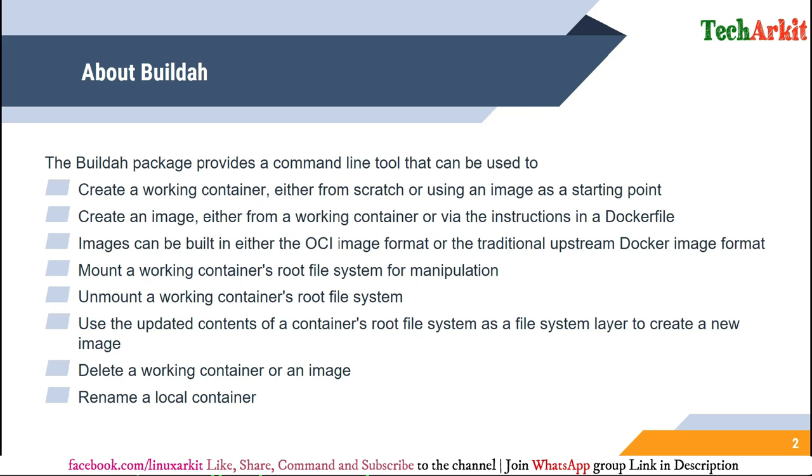So we can also create the container using the Dockerfile. That process we will also see, like how we can create the Dockerfile and create the container using Buildah. Images can be built in either the OCI, the open source container technology, image format, or the traditional upstream Docker image format. So if you want to create an upstream Docker image format container, you can also do that from Buildah. Mount a working container's root file system for manipulation. For example, if there is already a working container that exists, then you can mount that working container's root file system. Then you can modify that container, import it, and save it as well.